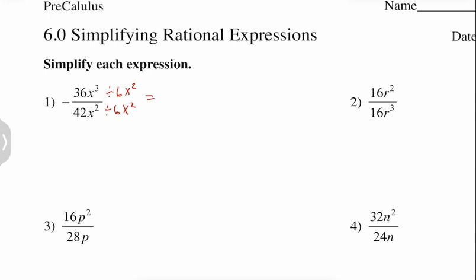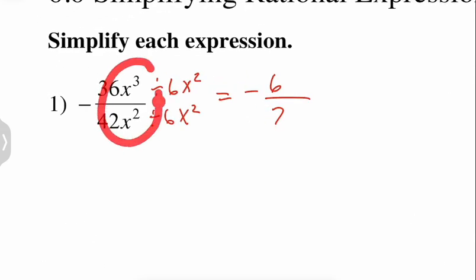So if I reduce the 36 and the 42 by 6, I'll just keep the negative going out in front. I get 6 over 7. Excuse me. And I'm going to leave a little room in case I have some x's left. The rules of exponents say if the bases are like and we're multiplying, or I'm sorry, dividing, keep the base and subtract the exponents. So 3 minus 2 is where we get 1.